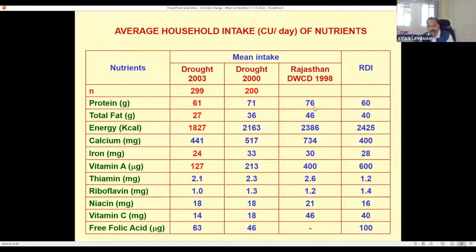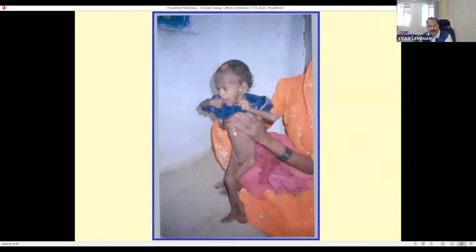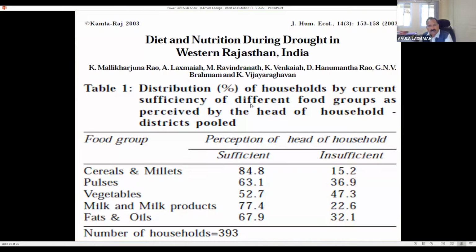So here also, the average household intake of nutrients, if you see, here is the drought, and you can see this is a normal condition. This is during drought conditions, and this kind of children we have seen very frequently in those villages. And a paper was published.